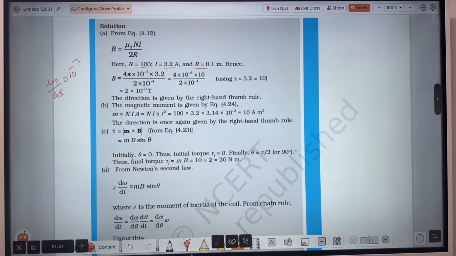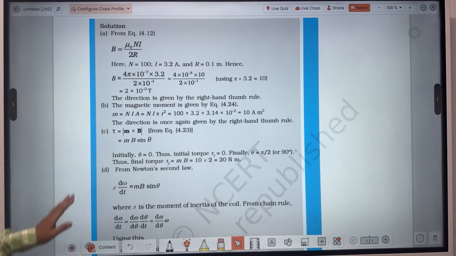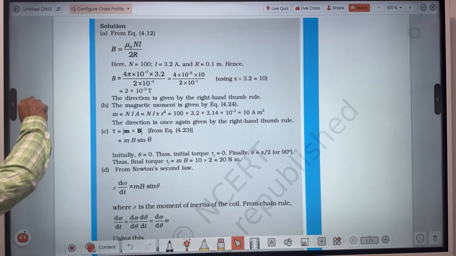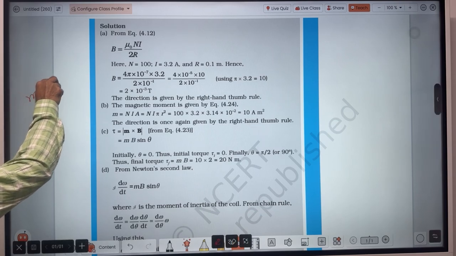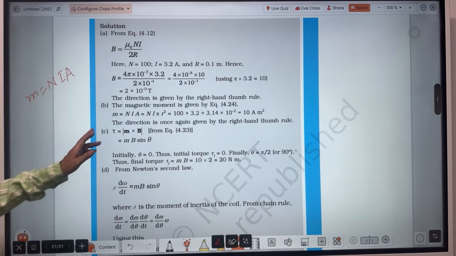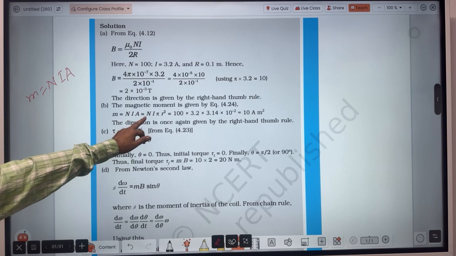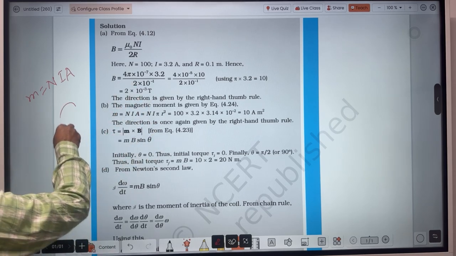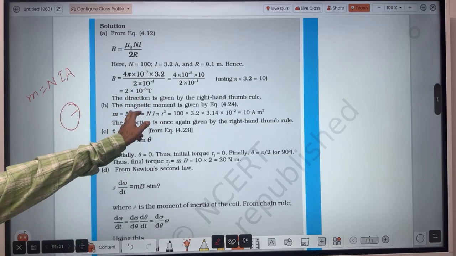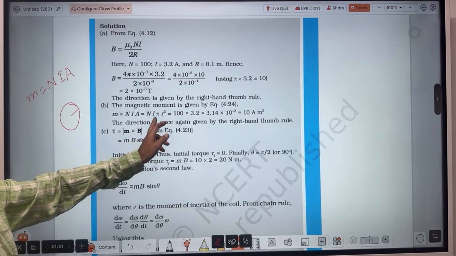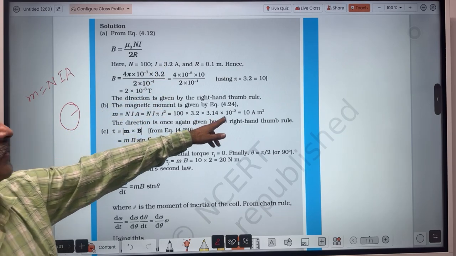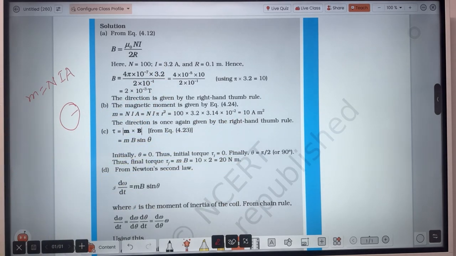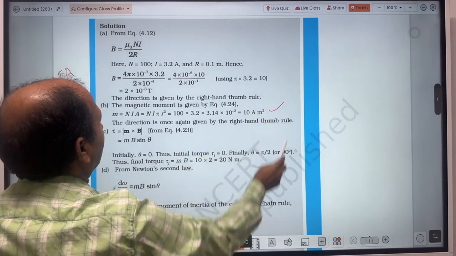The direction is given by the right hand thumb rule. That is obvious. Now next point, we are going to find out the magnetic moment. And if you remember, the magnetic moment of a single loop is given by M equal to IA. If there are n turns, then the magnetic moment will become n times IA. So you can put the values. NIA, N is N, I, and then A will be the area of the loop, pi r square. So like pi r square, the number of turns is 100, I is given 3.2, and then pi is 3.14, and the radius is given 0.1. So the square of it will give 10 power minus 2. After simplification, you will get 10 ampere meter square. Up to here, there is no doubt.